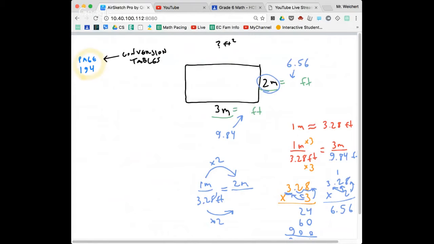I'm going to try and rearrange myself here for a second. Someone already has the answer. Good, good, good. You got the answer for the 3 meters. Good, excellent.